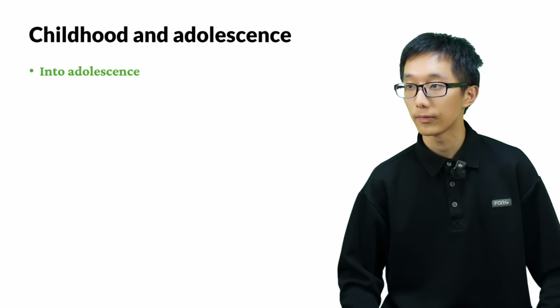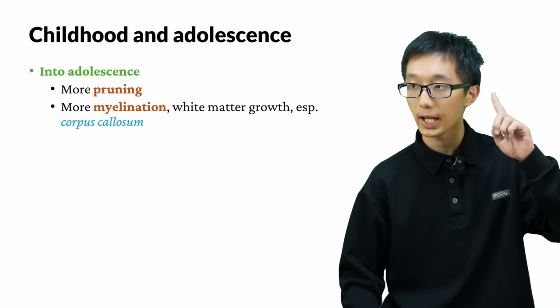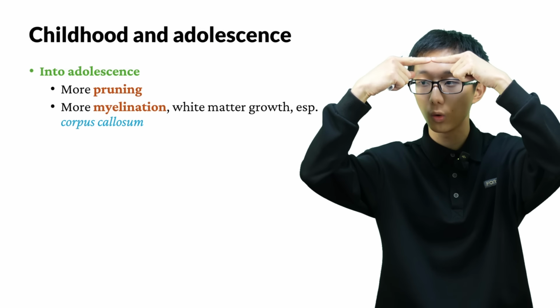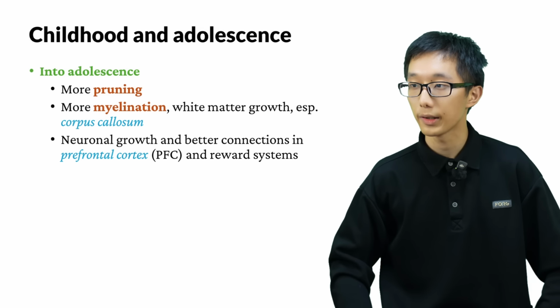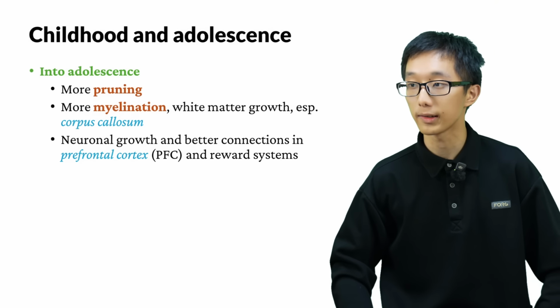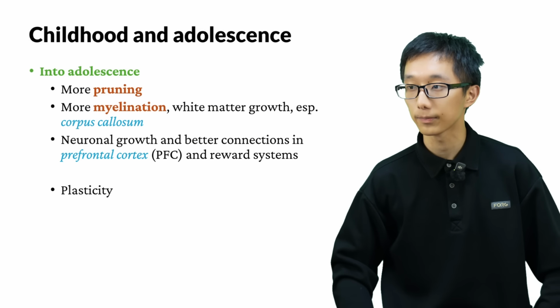Into adolescence. There is more synaptic pruning. There is also more myelination. That means white matter grows a lot, especially in the corpus callosum. That helps the left and right hemispheres of the brain to connect more frequently and more conveniently. There is also neuronal growth and better connections, especially in the prefrontal cortex and reward systems. That's how adolescents are beginning to get better at higher functions such as decision making, because these are the functions of the prefrontal cortex. The plasticity of the neurons remains high.